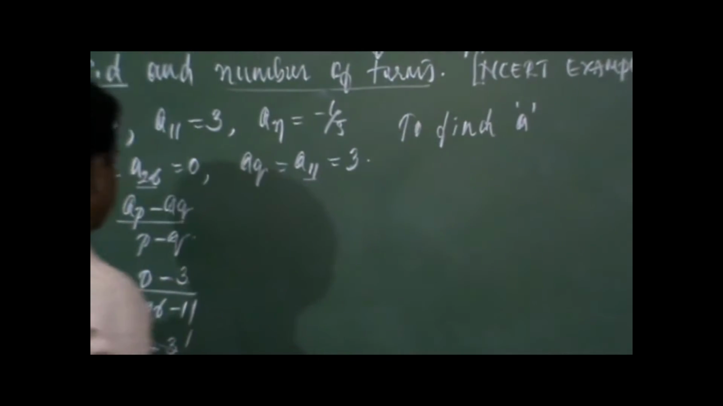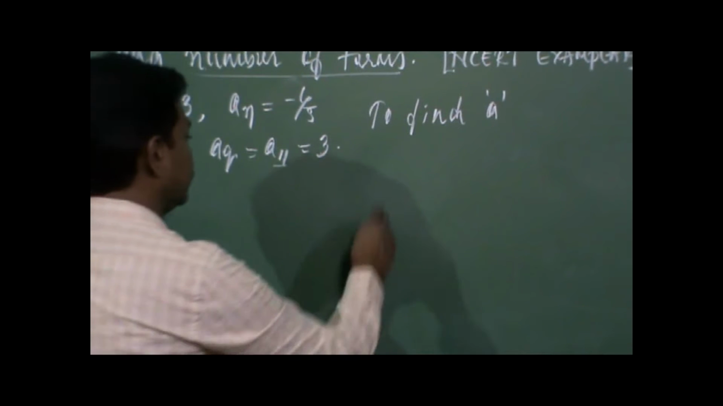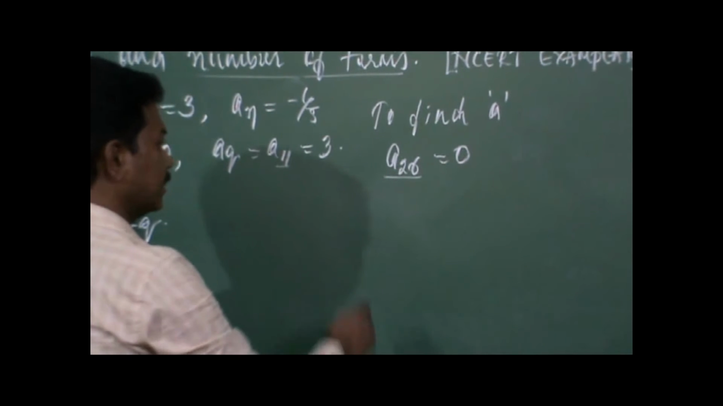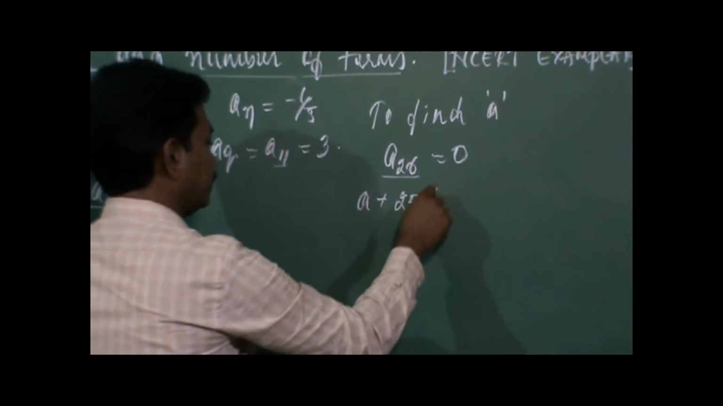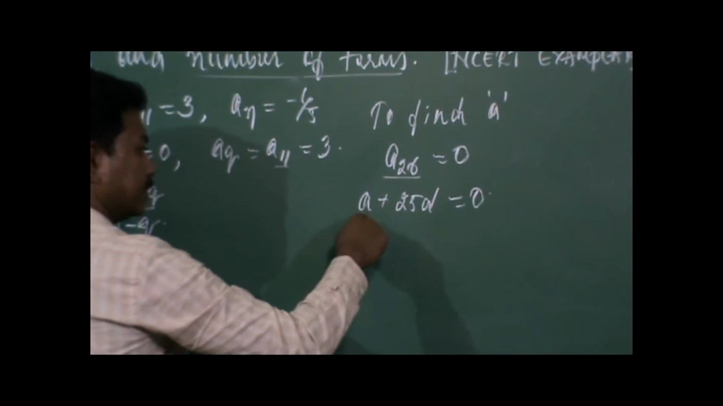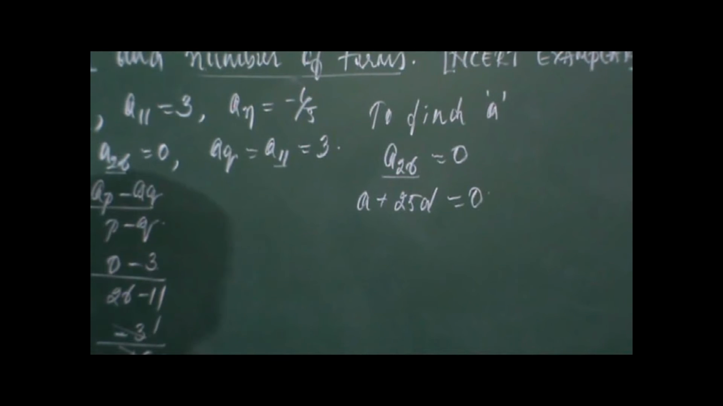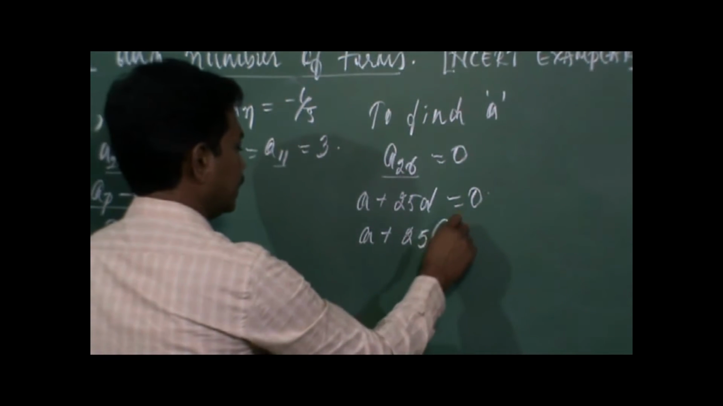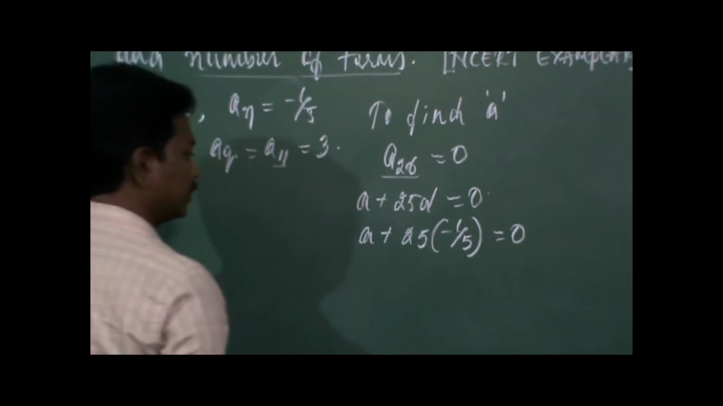Find A right now. In order to find A, we have to substitute the value of d in any one of the known terms. Let us take A26 is equal to 0. A26 can be written as A plus 25d is equal to 0. That is, 25 times the common difference added to the first term is the 26th term, as we know. So the d value is minus 1 by 5. Let us substitute: A plus 25 into minus 1 by 5 is equal to 0.